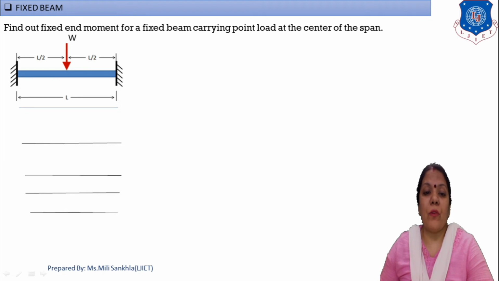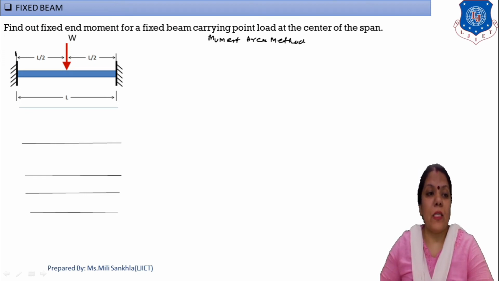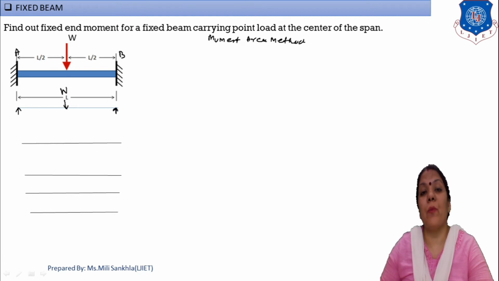First of all, to derive this, find out the fixed end moments for a fixed beam carrying a point load at the center of span. This derivation we solve with the moment area method. Here this is our A point, this is our B point. Now the first step is to convert this fixed beam into a simply supported beam.